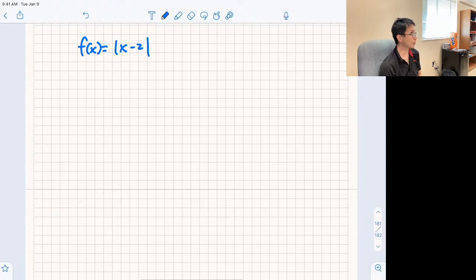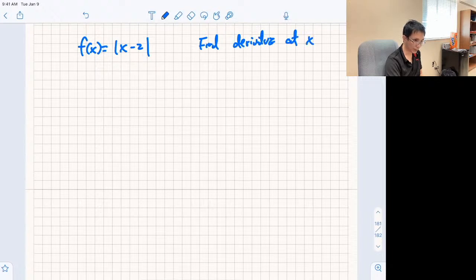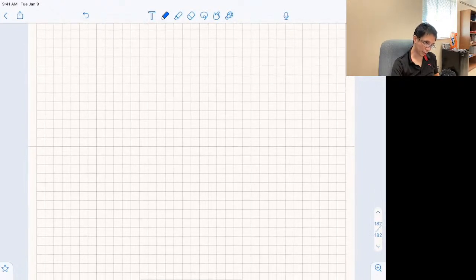Well, first of all, I want to find the derivative at 2. We're going to show you the algebraic way to do it, as opposed to the graphical way. So here we've got two paths we can choose. First, let's talk about when this function is not differentiable.